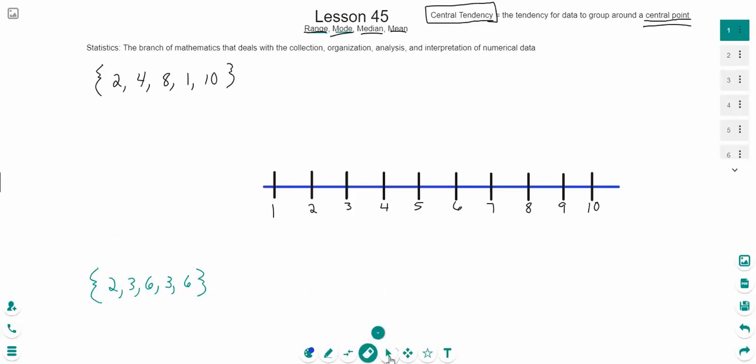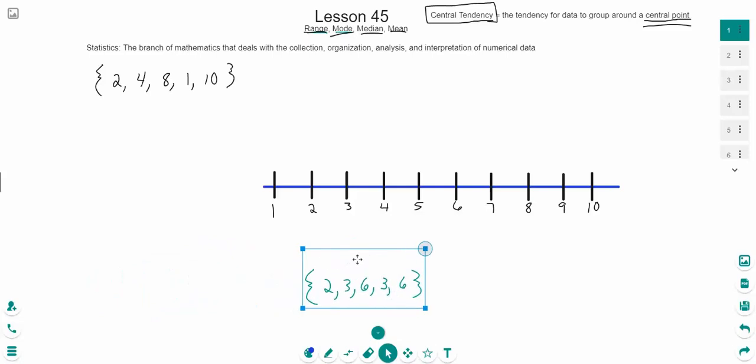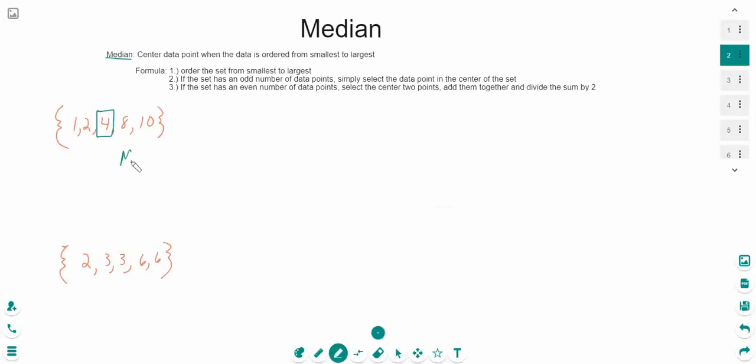Very simple. The median is literally the center data point. So if we look at this set, we have 5 data points. The median is the center data point. It's going to be that 4 right there because it's in the middle. You've got 2 to the right, 2 to the left. So the median is the 4. Very easy. All right. For our friend down here, his median is also going to be right in the middle. So his median is a 3.